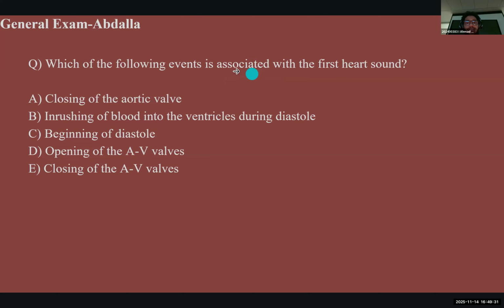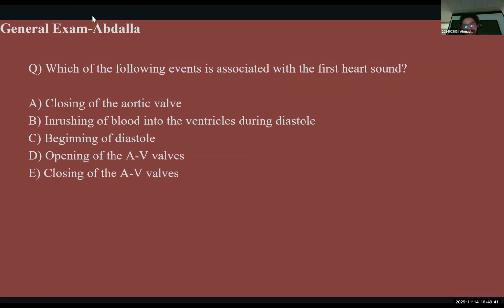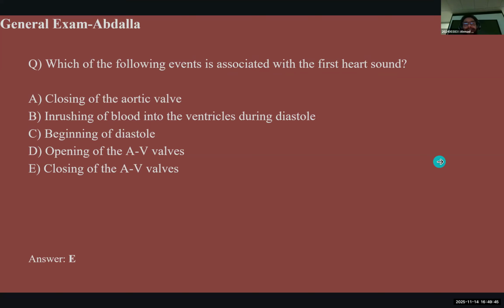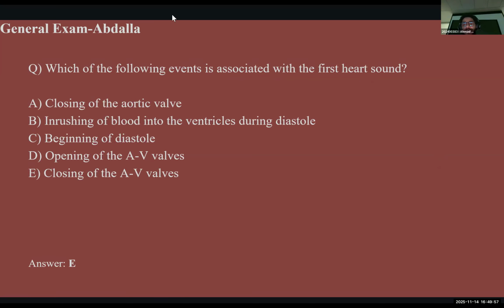Next, which of the following events is associated with the first heart sound? This is our last question for today. We got E's. Perfect, mashallah. So the first heart sound is closure of the AV valve. What about the second heart sound? The dub. That would be closure of the semilunar valves. Yes, sir, which are the aortic and pulmonary.